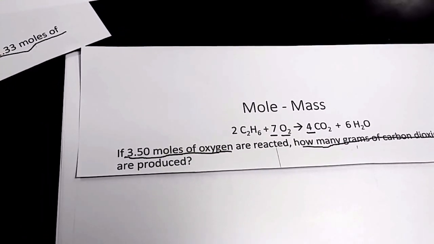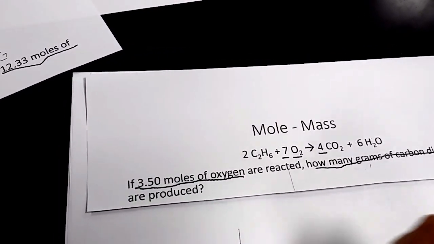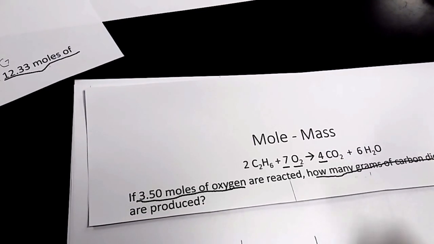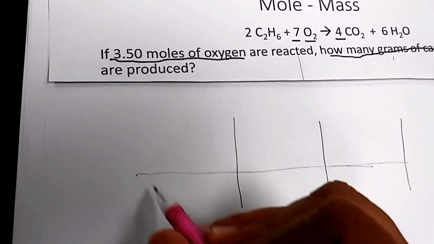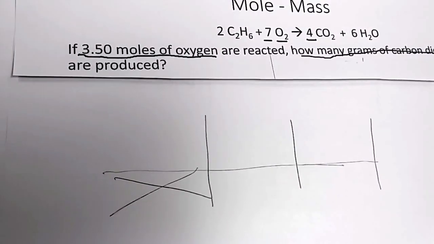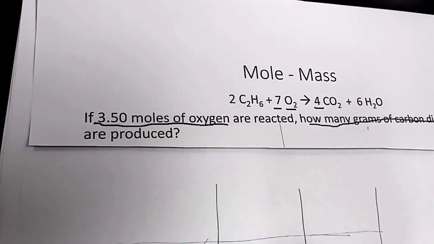This one is a little bit longer than the mole to mole, so it's going to require you to have 6 little boxes, 3 on the top, 3 on the bottom, with the one underneath the given never being used. So you always start with the given. Our given is 3.50 moles of O2.